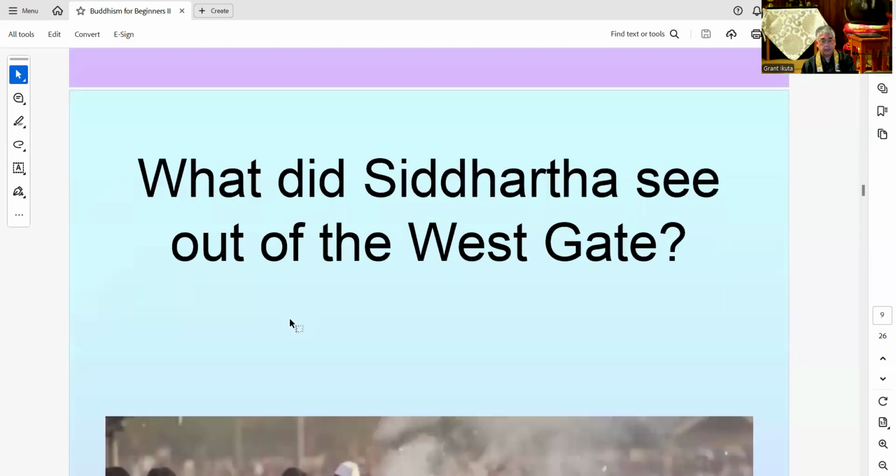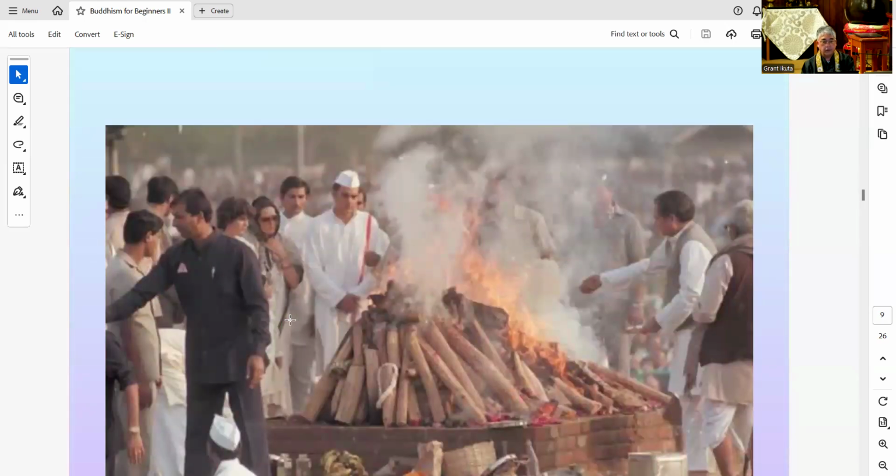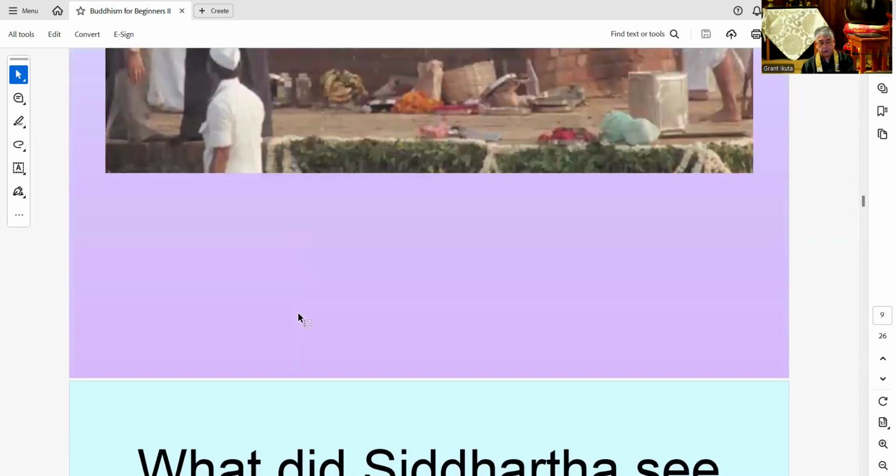And then on the next occasion, he exits the western gate. And there he encounters a funeral procession. And he asks what's going on. And he's told about the funeral and the passing of an individual. And again, he has the same conversation, saying, "Well, will that happen to me as well?" And he's told that, as sure as you're born, we must all encounter that. And so he gets frightened and goes back to the palace.